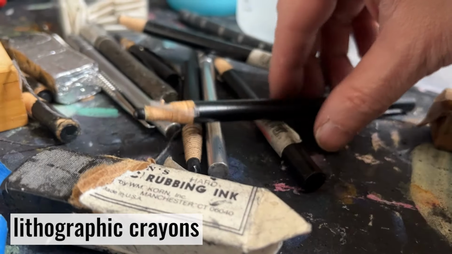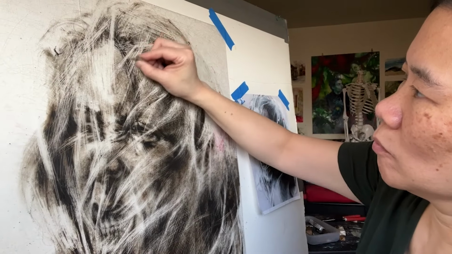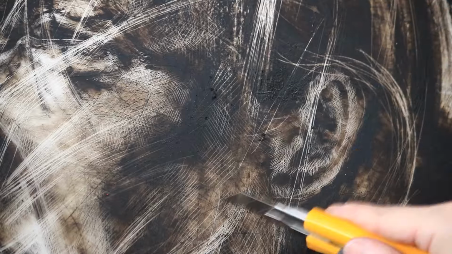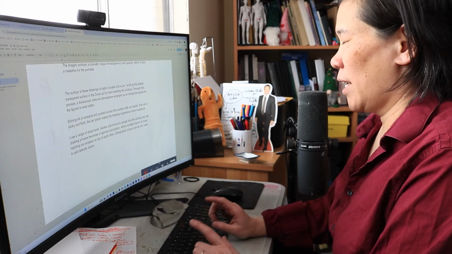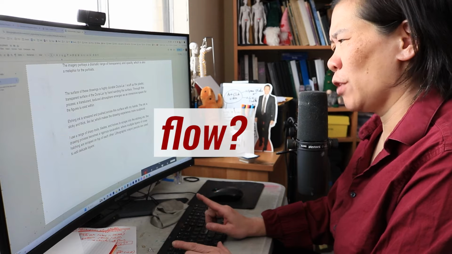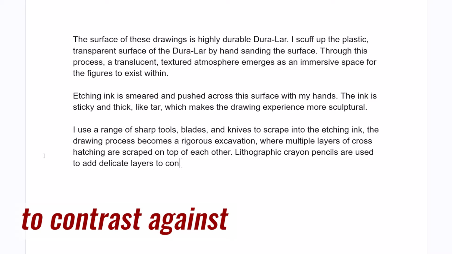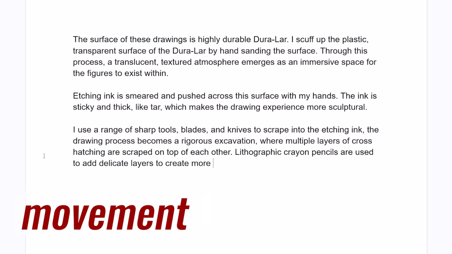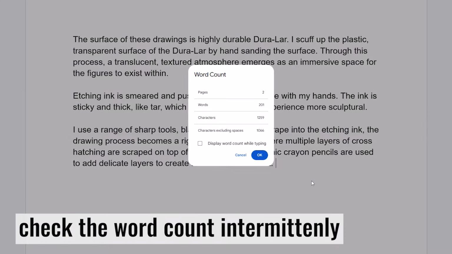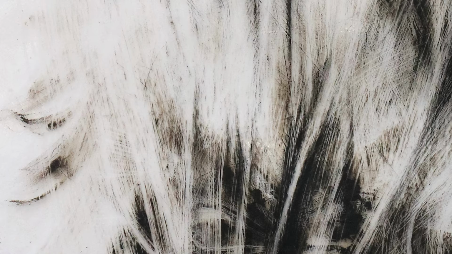The crayons are used to enhance. Using sharp tools, let's say that instead. I use a range to add delicate layers to show flow, to contrast against the chunks of etching ink, to create more movement, more fluid movement. Check the word count. I'm hitting the minimum, but I'm going to need more. I haven't talked about the subject yet.